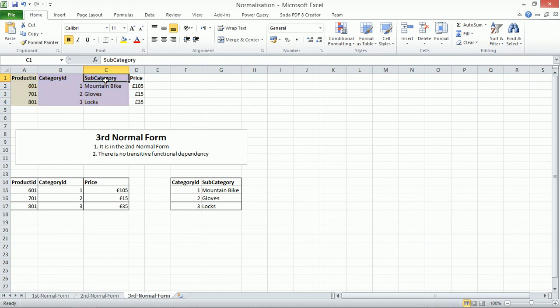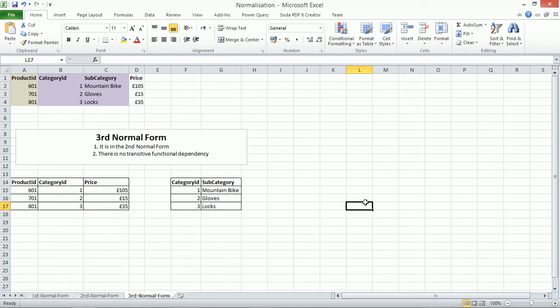So subcategory ID is dependent upon product ID, but it's transitively dependent because of category ID. So if we break that relationship down, we will have a separate table with category and subcategory, and then we will have a table with product, category, and a price.